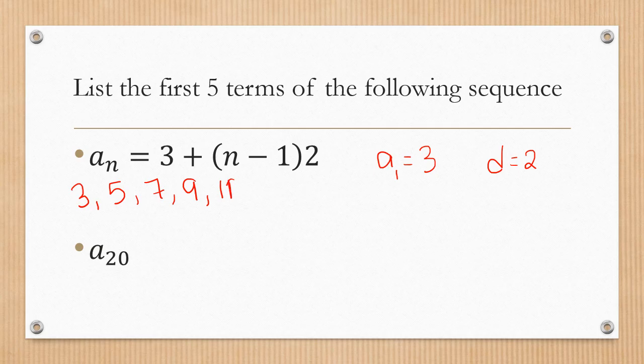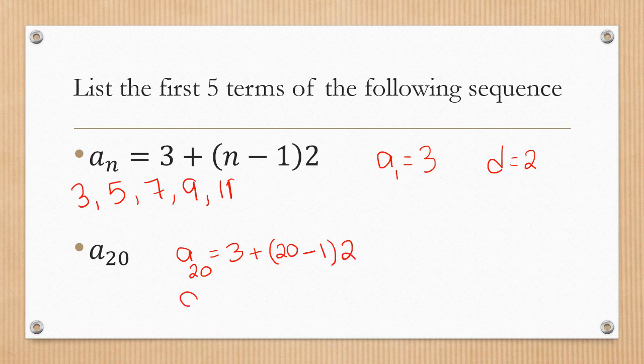Now, the question is asking me for the 20th term. I can keep listing my numbers to get to the 20th term, but it's going to be a lot of work. There is an easier way of finding the 20th term by substituting n in the formula with 20 and switching every single n after that with 20. So I'm going to use the same rule. I'm going to put a sub 20, which is equal to 3 plus 20 minus 1 times 2.